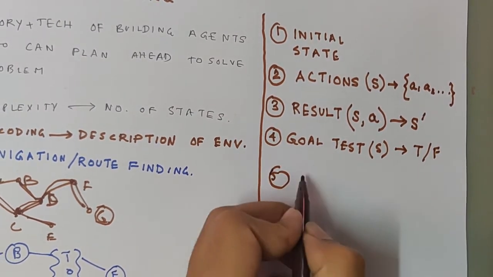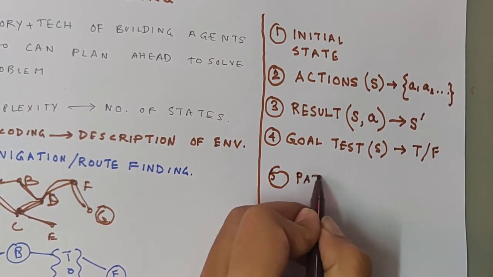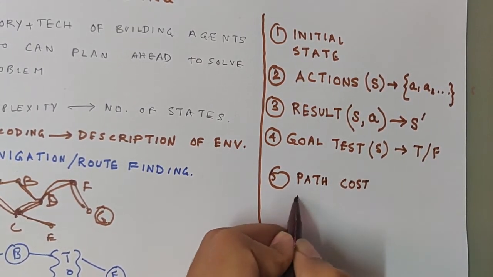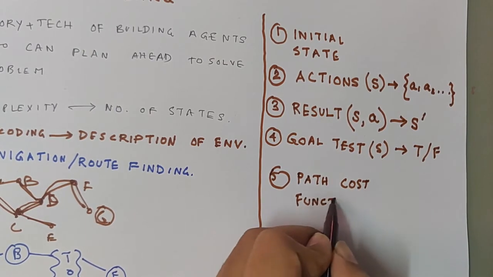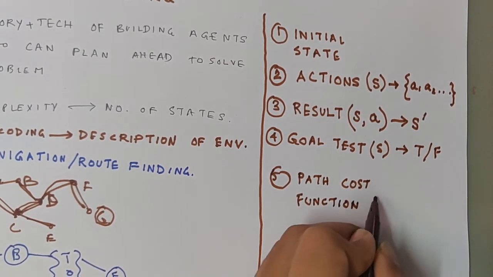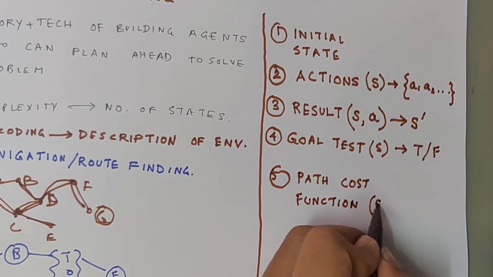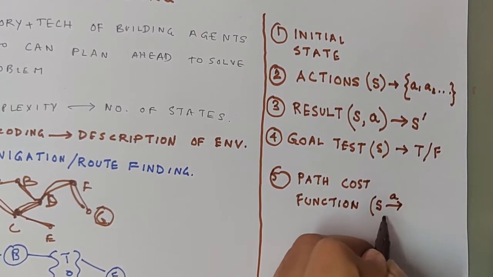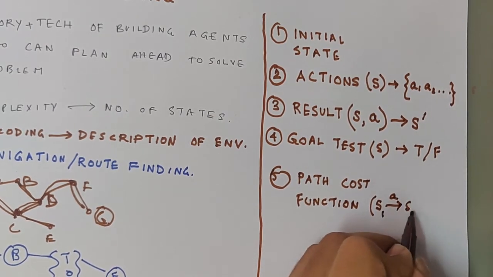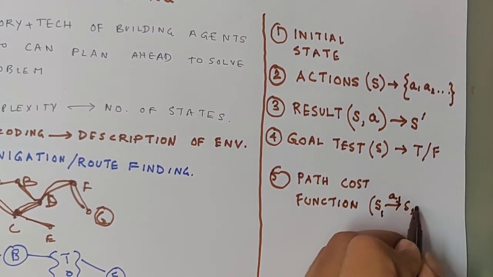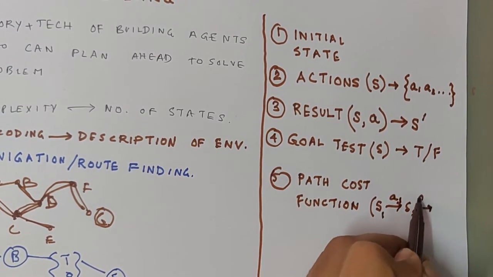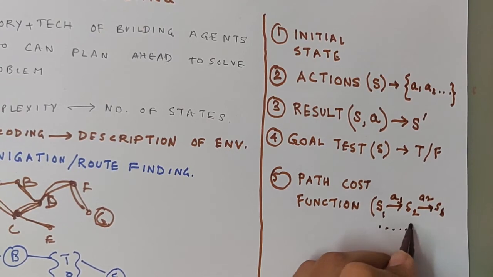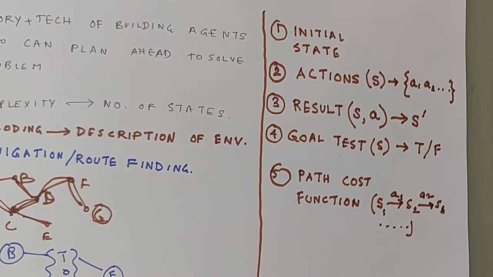Then I will have a path cost function. What do I mean by that? I was in state S1. From that state, I took an action A1 and went to S2. From S2, I did action A2 and went to S3. And so forth.